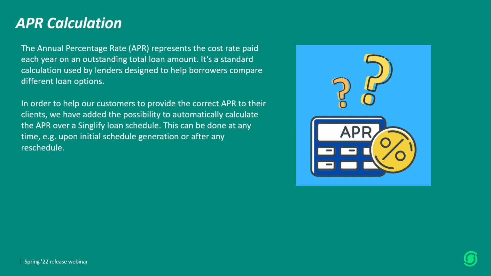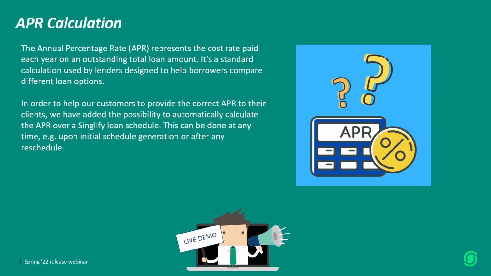In order to help our customers provide the correct APR to their clients, we've added the possibility to automatically calculate the APR over a Singlify loan schedule. This can be done at any time, for instance upon initial schedule generation or after any reschedule that changes the schedule. The APR calculation is based on the Excel function called XIRR. Ivy will give a live demo of an APR calculation.